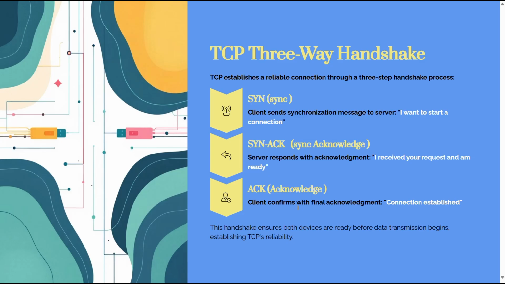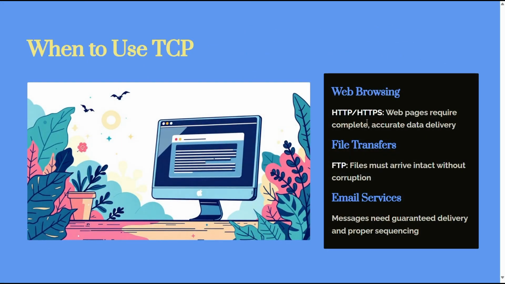Because of this process, TCP is considered reliable. It checks for errors, ensures that data packets arrive in the correct order, and if any packet is lost during transmission, TCP automatically retransmits it. This reliability is the reason why many important services use TCP, such as HTTP and HTTPS for web browsing, FTP for file transfers and email services.